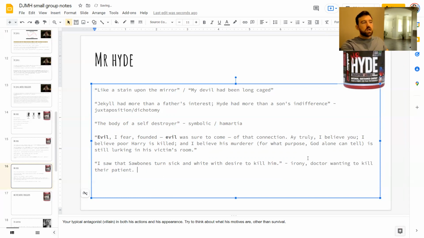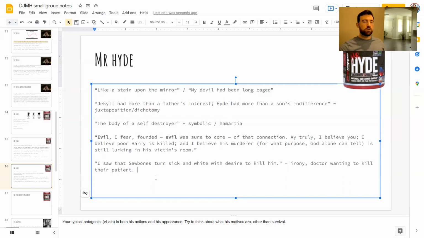Yeah. So again, it links to what I've already said, the fact that anyone who meets Mr. Hyde has just this deep dislike, this almost supernatural urge to get away from him or even to kill him. That just shows how horrible Mr. Hyde is and how you just don't want anything to do with him. So that's a really good quote there. The irony of that is quite interesting.